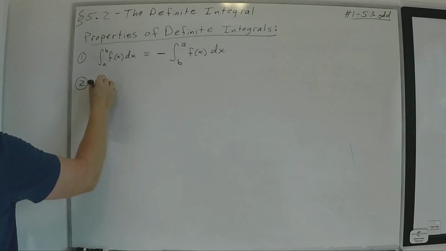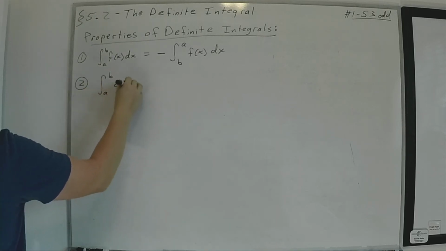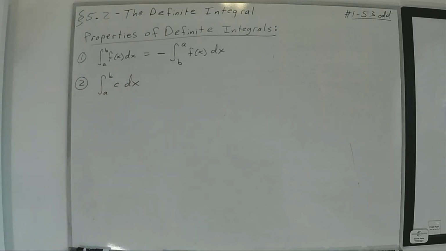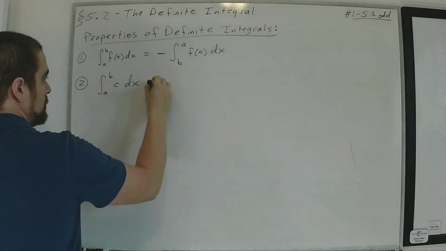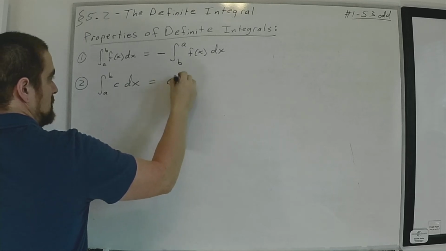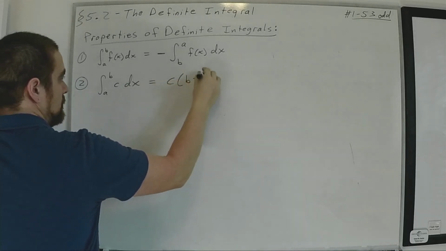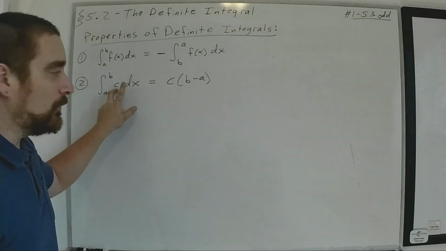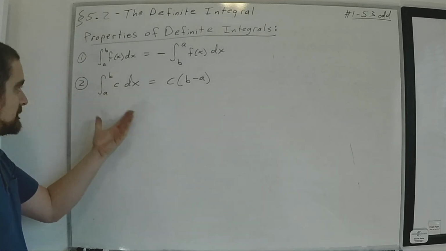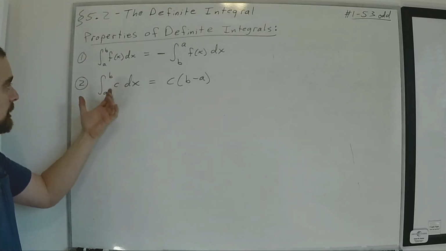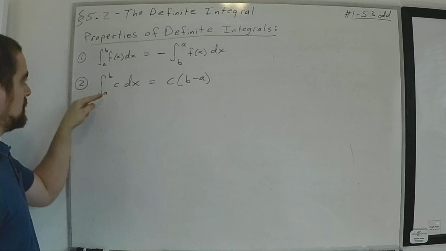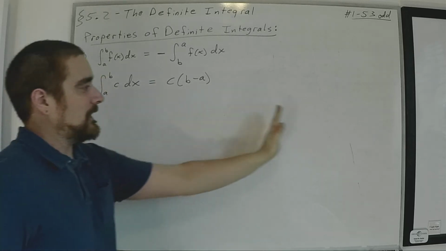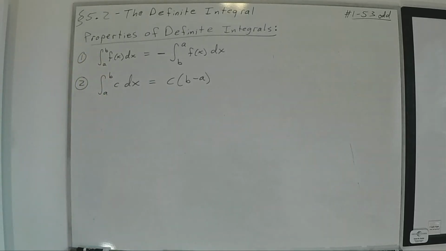Next we have the integral from a to b of just some constant c dx, which means we're going to get c times the length of the interval, b minus a. Here we're integrating with respect to the variable x, but there is no variable x. It's just a constant multiple. So I'm going to take that constant multiple and just multiply it by however long that interval was that I was supposed to integrate over.